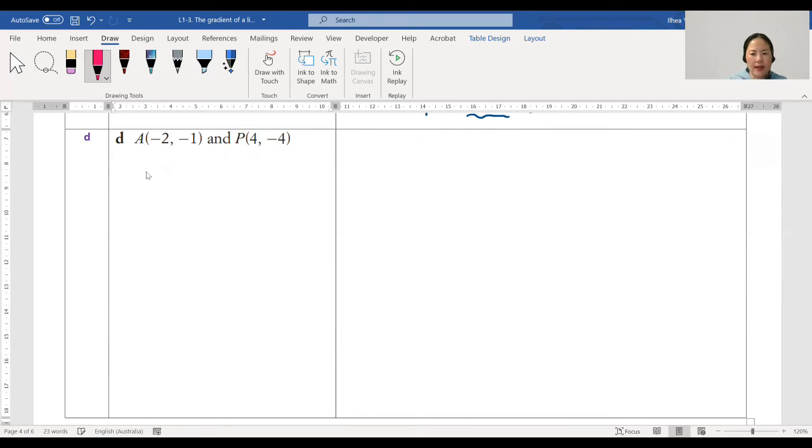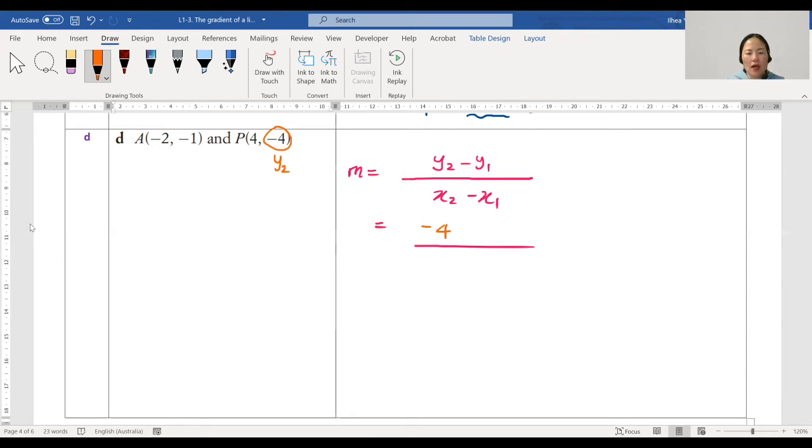Okay, next one. My m equals y2 minus y1 over x2 minus x1. What's my y2? Just minus 4 is my y2. What's my y1? Negative 1. Good girl. So I'm going to have to write a negative, negative 1. Okay, guys? Now this will be the tricky question. Where's my x2? That's x1, that's y1, that's x2, that's y2. 4. Yep, 4 minus, what's my x1? Negative 2. Excellent. So I'm going to put negative 2 here.